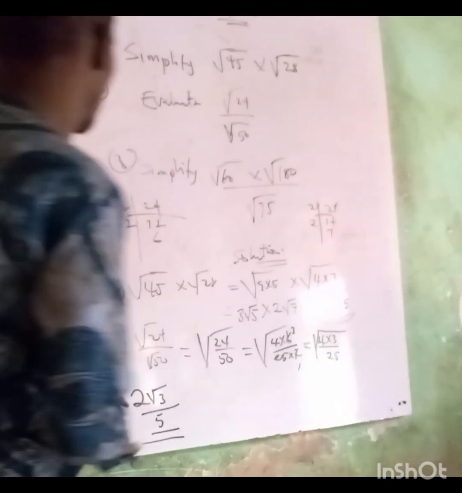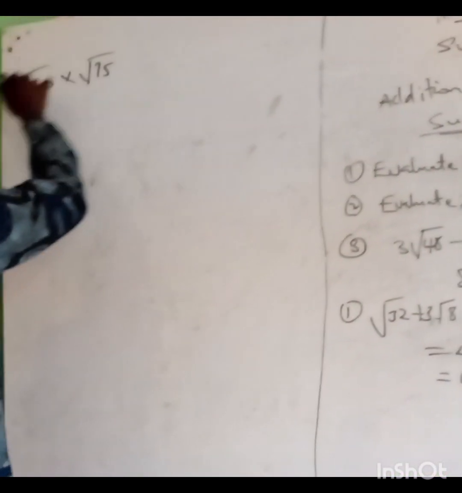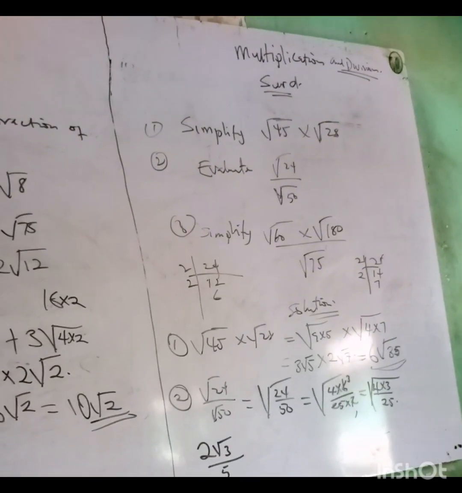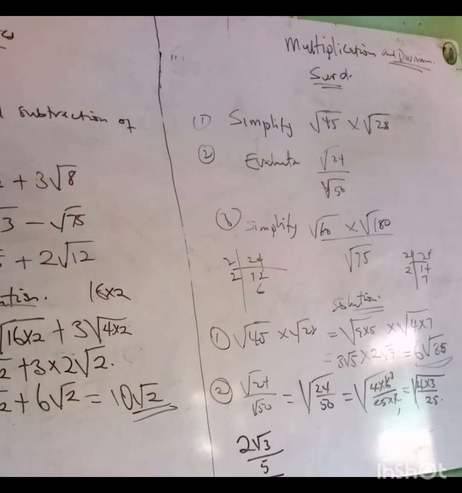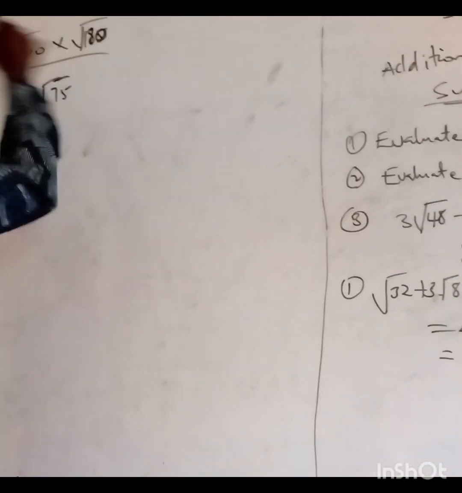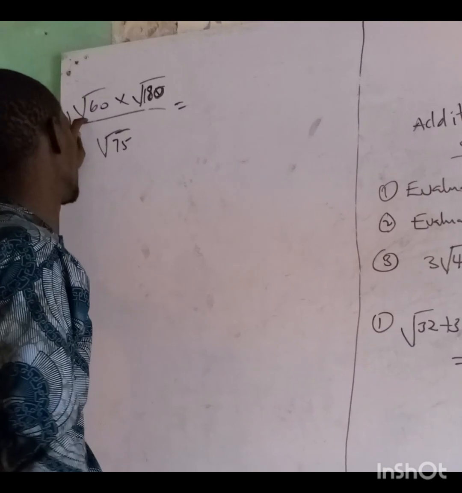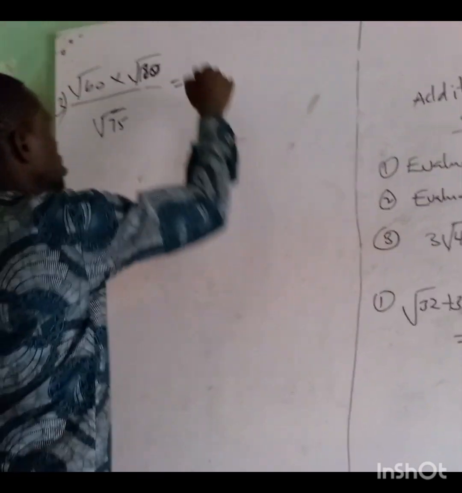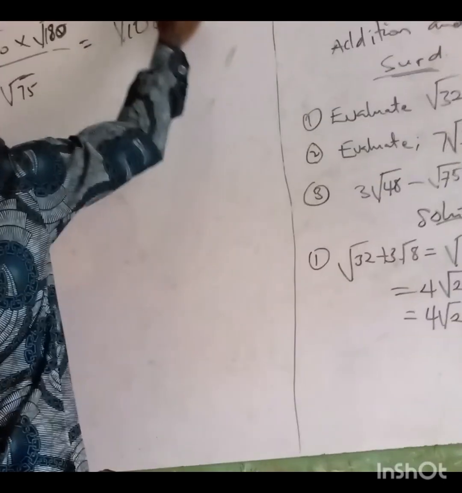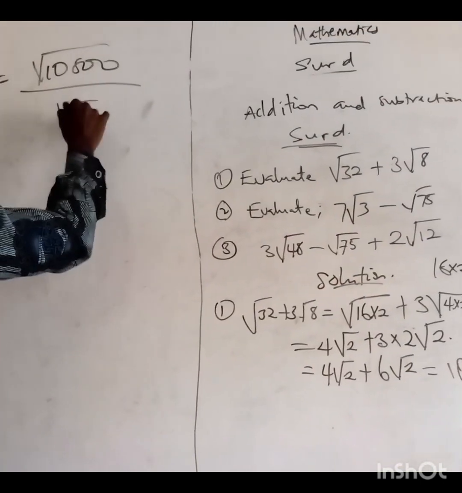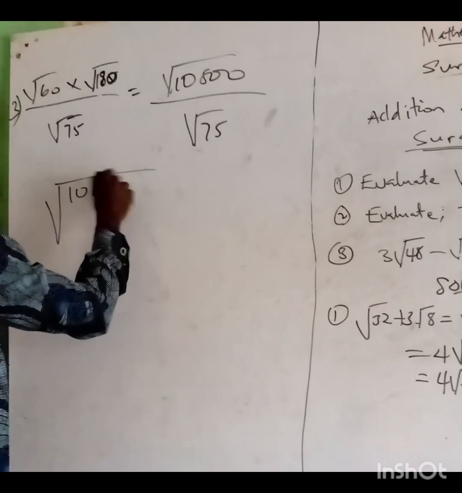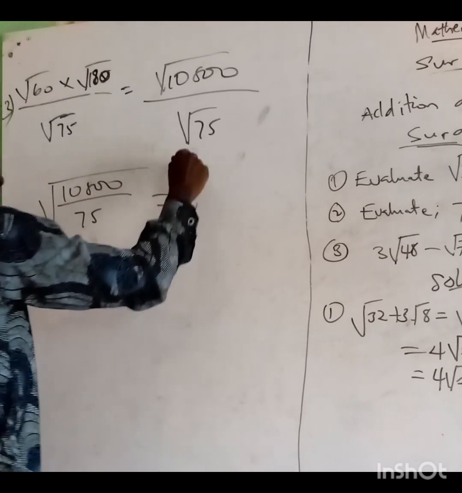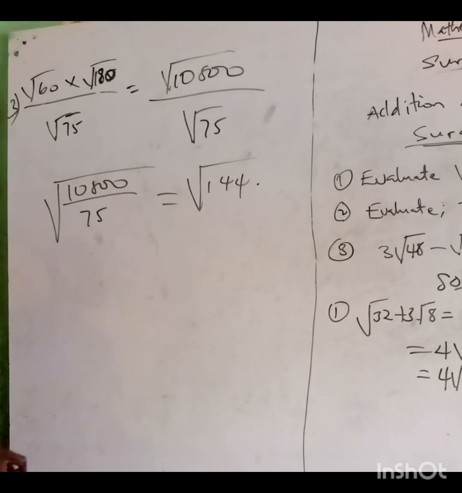So the last one for today is root 60 times root 180 over root 75. Alright, so we say 60 times 180 will give us 10800, divided by 75. Don't forget that, as I did the other time, this is the same thing as saying the square root of 10800 over 75. So our answer will be root 144. You can equally check it out.